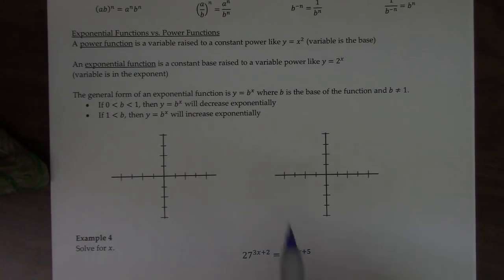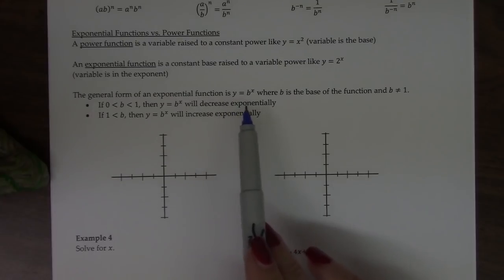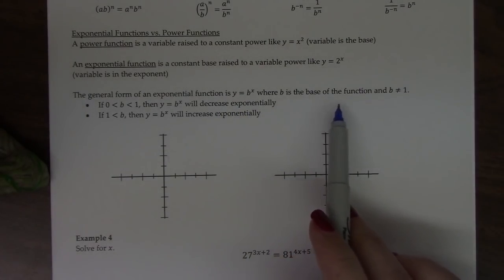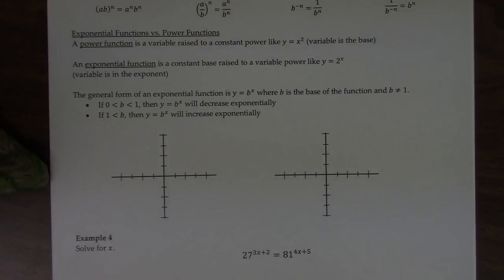The general form of an exponential function is y equals b to the x, where b is the base of the function, and b cannot equal 1. Because if b is 1, then 1 raised to any power is just going to return 1 back. You would just have a horizontal line. If b is between 0 and 1, the function will decrease. And if b is greater than 1, the function will increase.